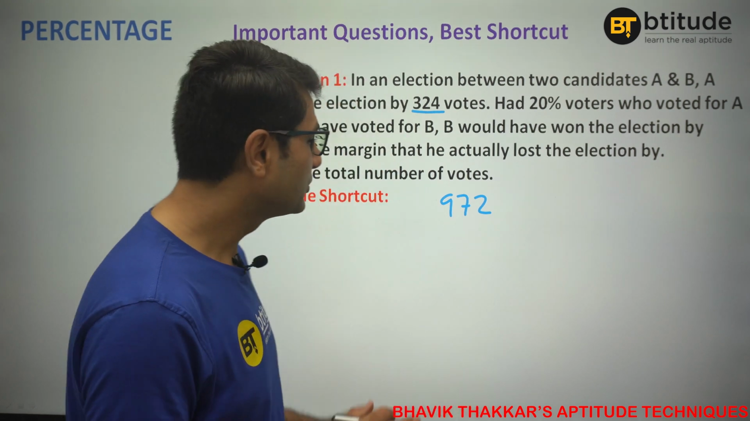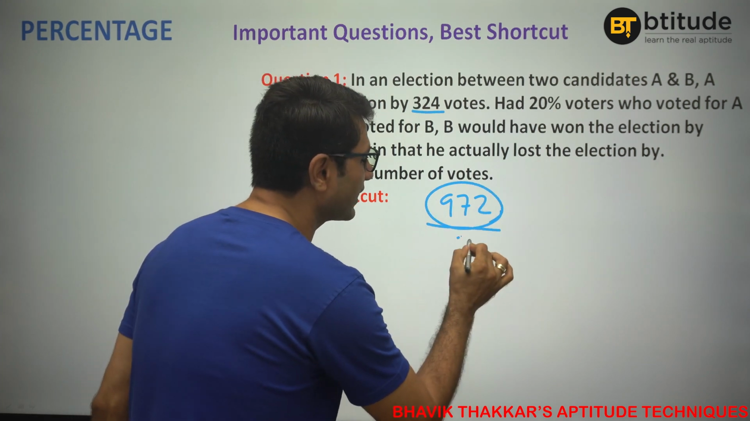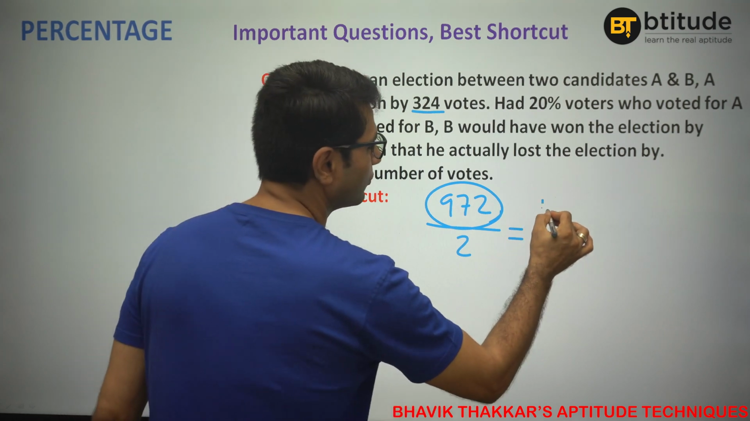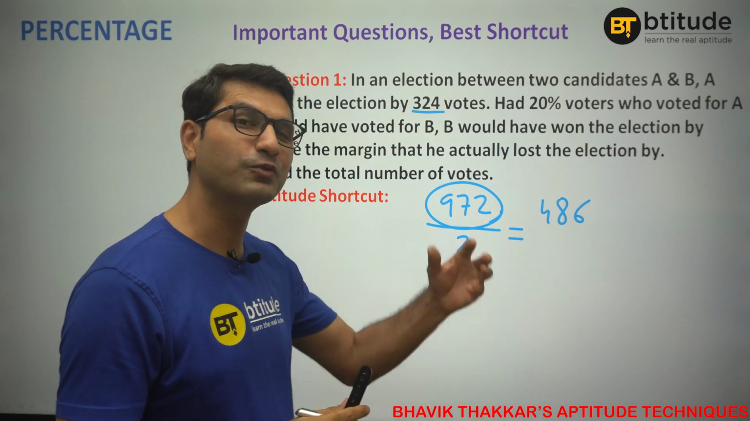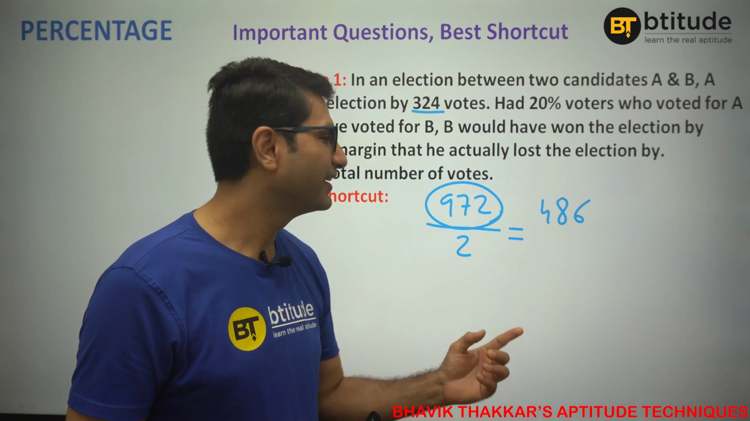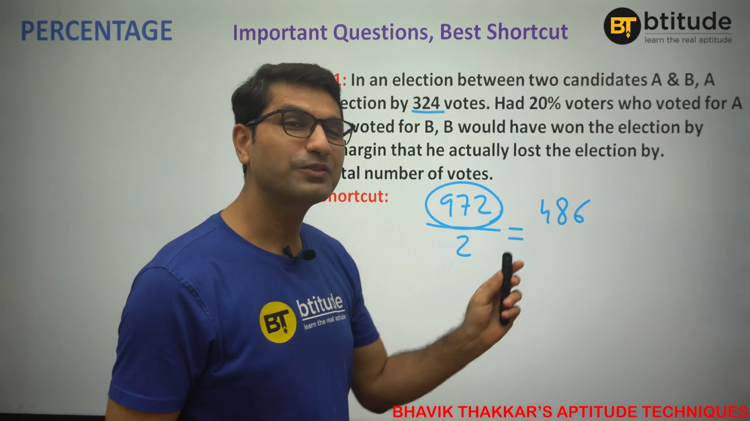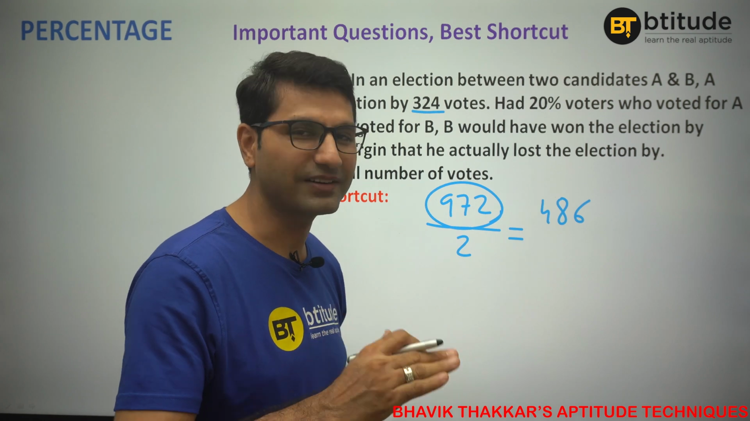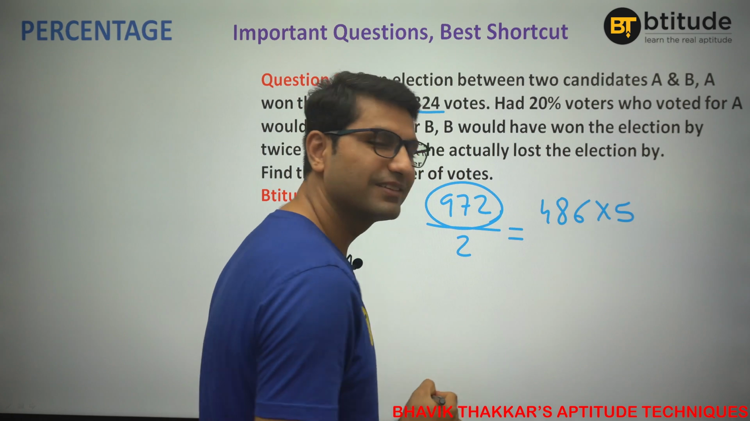So here you can understand, if the difference is 972, actually the transferred one would be half of it, which would be actually 486. So this would be the number of voters who would have switched from A to B. So the difference looks double, right? Alright. Now this is nothing but 20% of A. So how would you get 100%? From 20 to 100, into 5. So A's vote will be this.